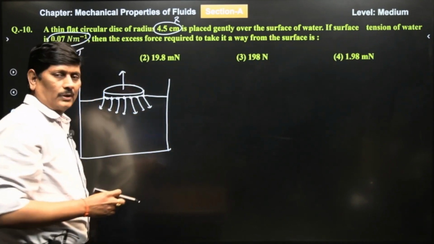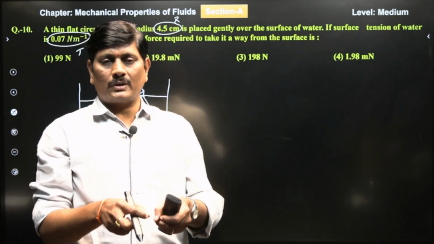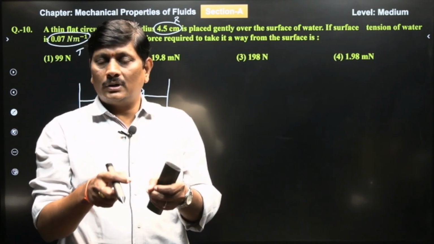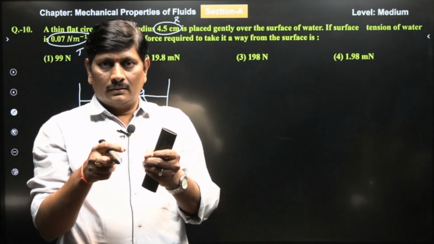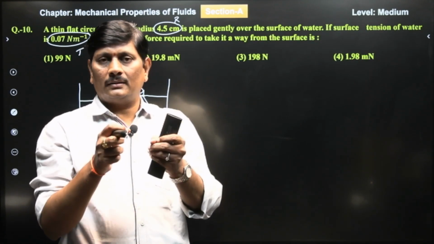Surface tension is the property which tries to decrease the surface area. Here, what happens when you are lifting the disc, you try to move the molecules of the liquid so that there is an increase in area.